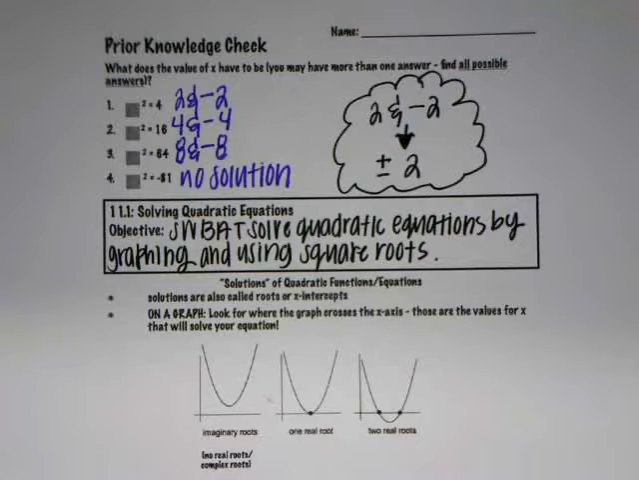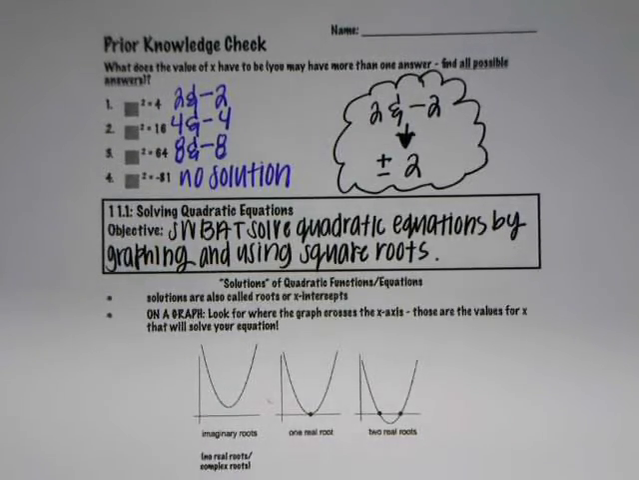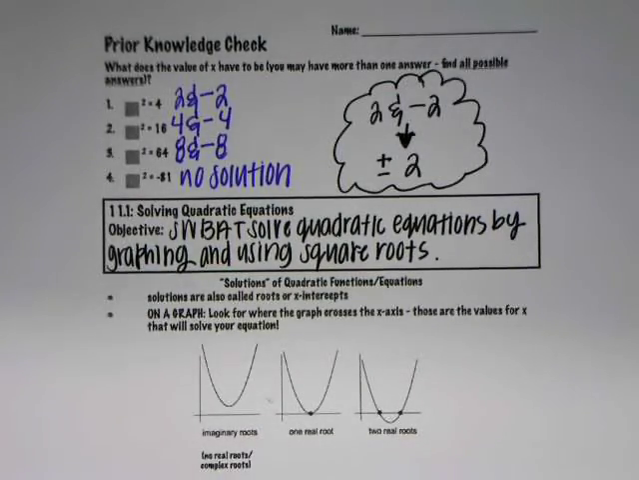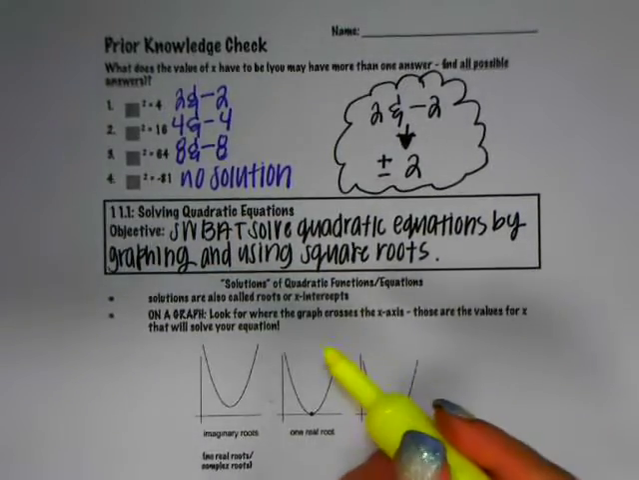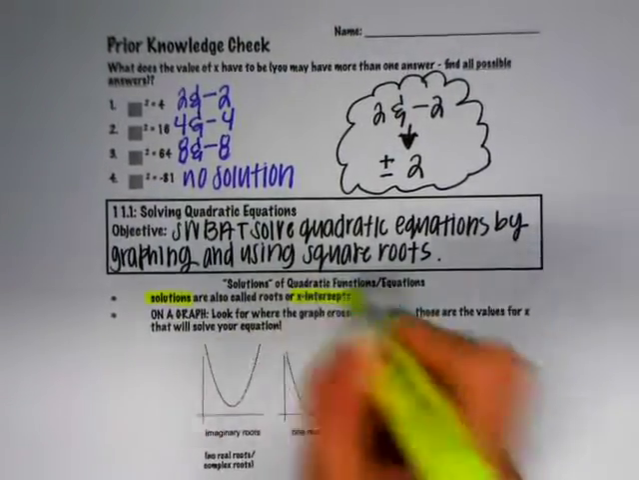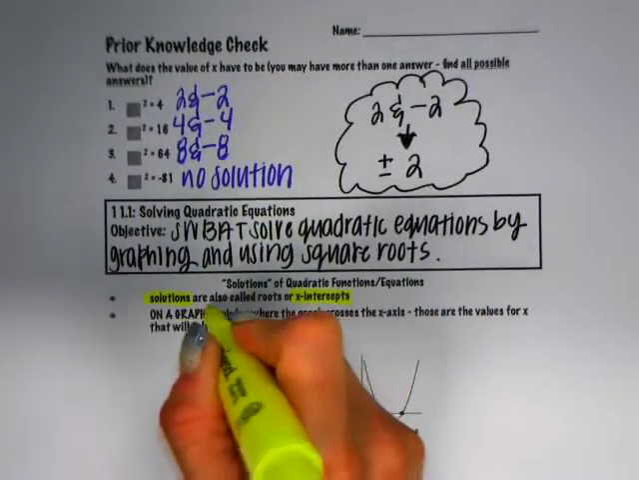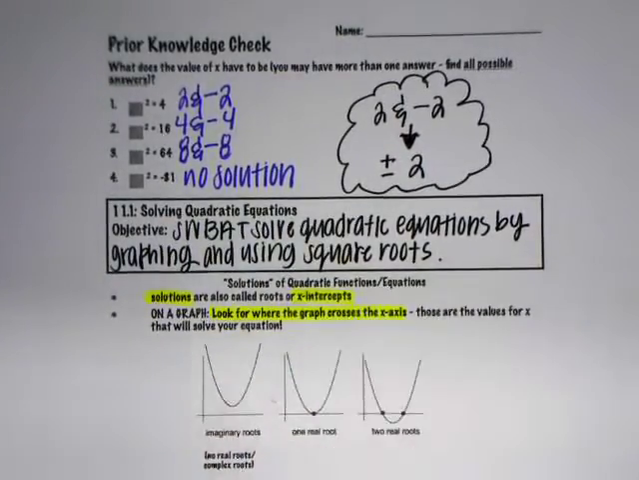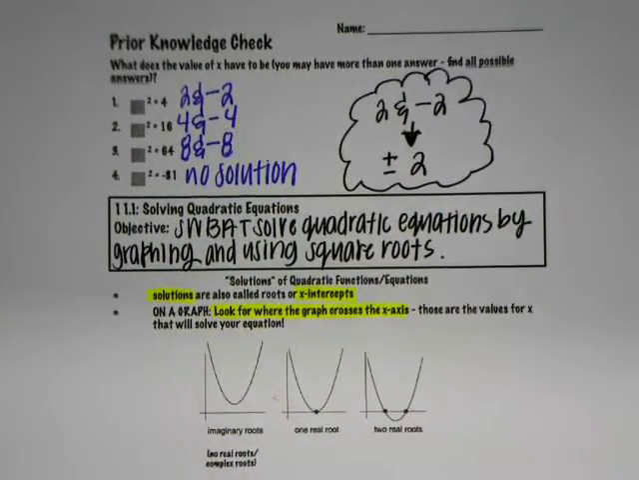The graphing stuff is going to be the majority of the end of the unit. We're going to learn how to actually graph the parabolas ourselves. Today is more just like, if it's already graphed, can you tell me what the solutions are by looking at the graph? The way that you do that is by finding the x-intercepts. Those are your solutions. Those are what x equals to make your equation work. On a graph, you look for where the graph crosses the x-axis, and that's how you know what your solutions are.